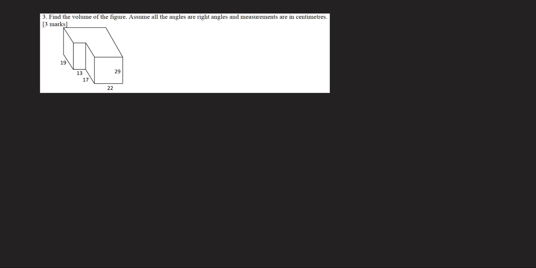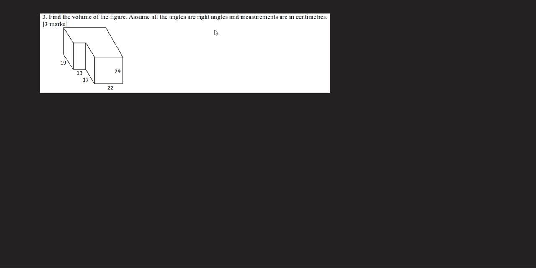This is question number 3 from your written assignment in the Unit 6 High School Math Prep course. So we want to find the volume of this figure. This is a compound figure. It says assume all the angles are right angles, which you have to do for any bad diagram anyway, and measurements are in centimeters. Okay.